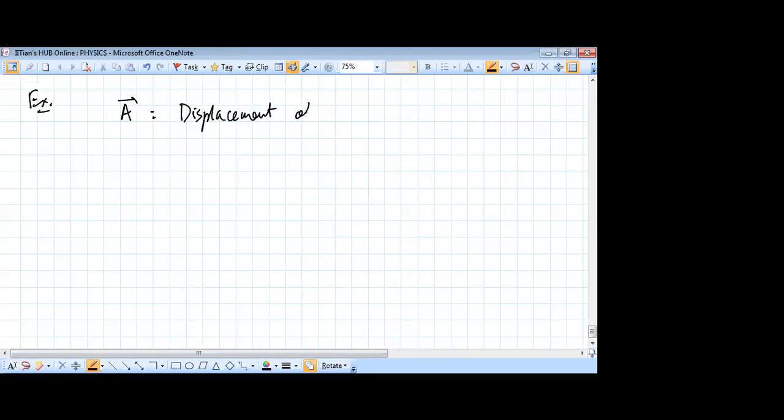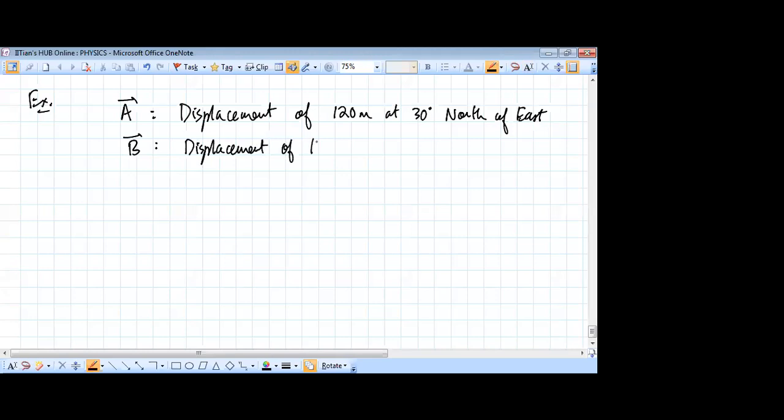A is a displacement of 120 meters at 30 degrees north of east. B is a displacement of 160 meters at 60 degrees north of west. So find the magnitude of A plus B.